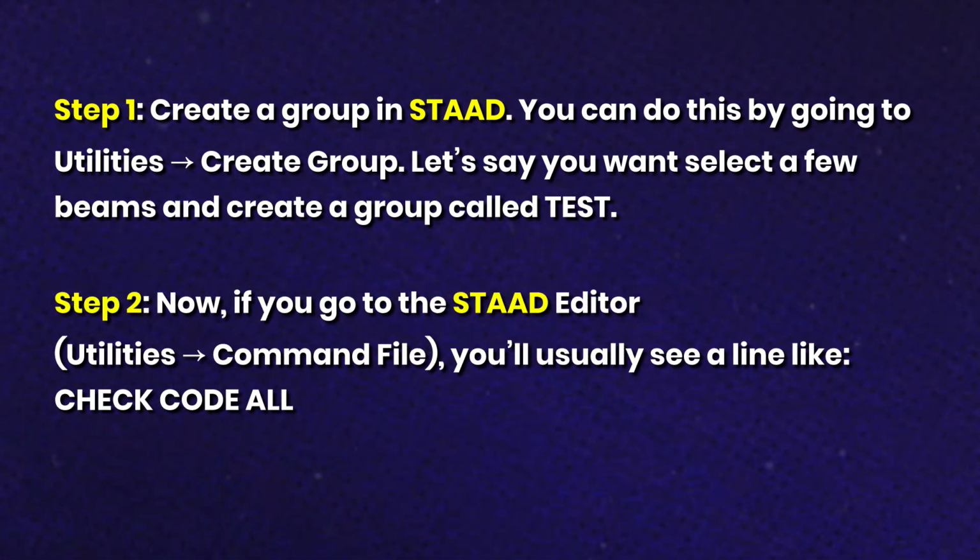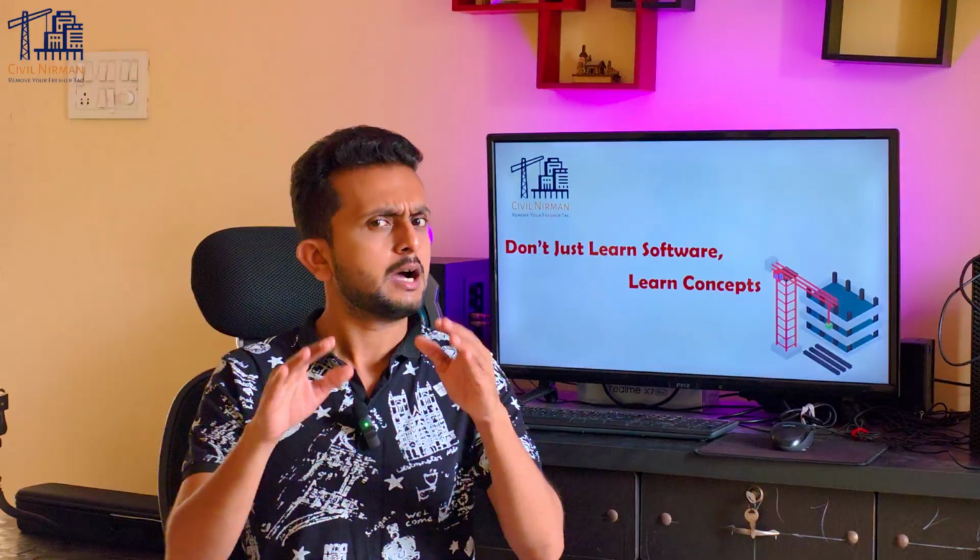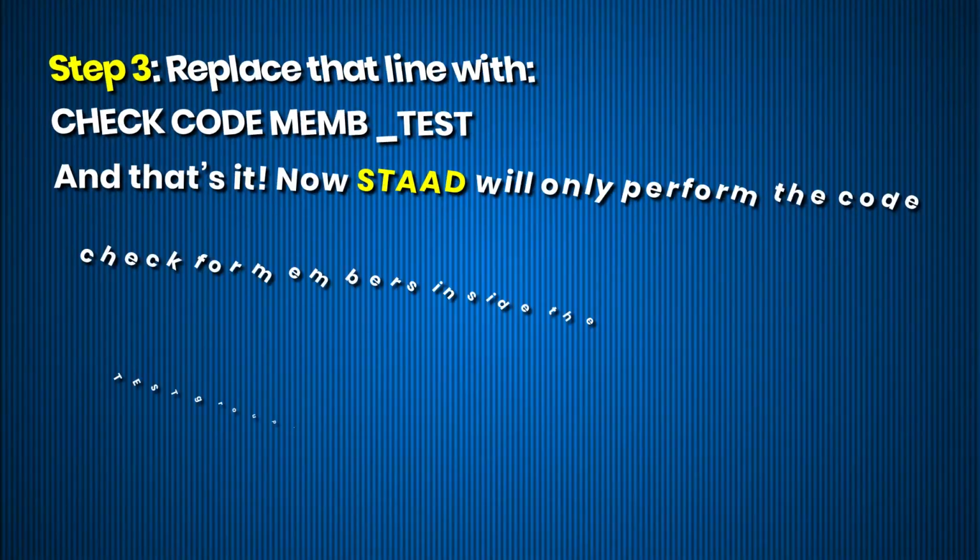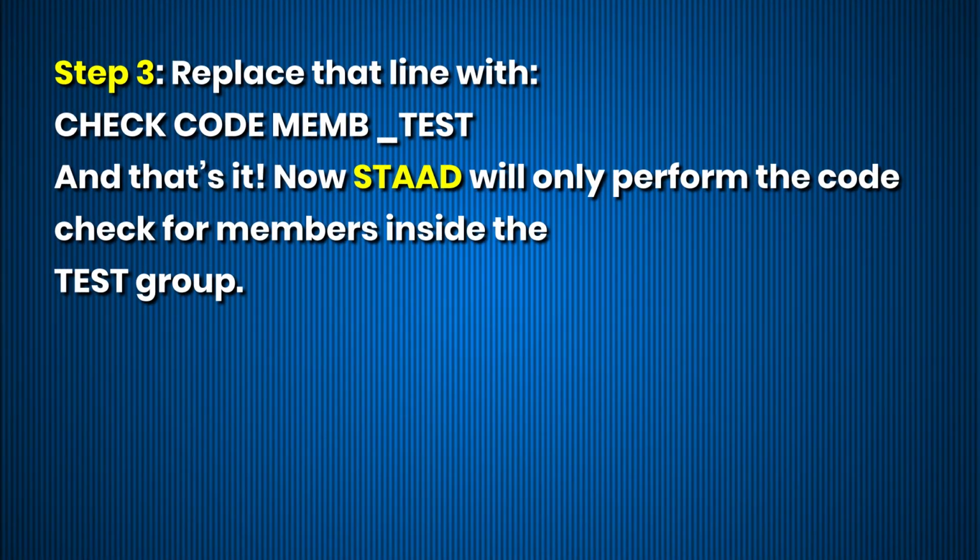In step 2, you go to the STAAD editor. Here in the editor, at the end, you will find this particular syntax: CHECK CODE ALL. Now what you need to do in step 3 is replace that line with the following syntax: CHECK CODE MEMBER _TEST. So basically, test is the name of the group that you have defined for the specific members whose result you want to check in the output. And that's it. Now STAAD will only perform the code check for the members inside the test group.